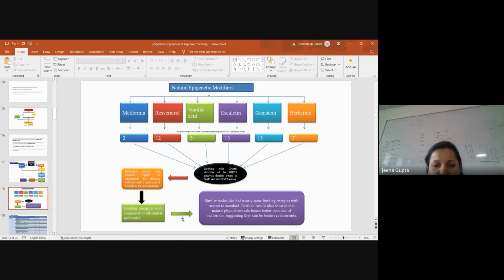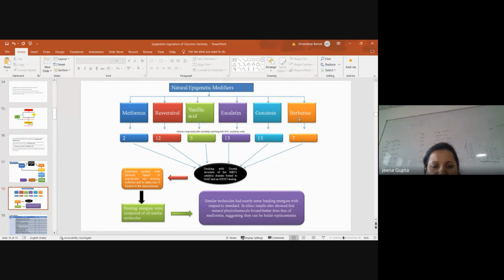So these are some of the results which I want to discuss today. Using literature search, we have identified six basically known phytochemicals and synthetic compounds which are known to reverse the diabetes, with resveratrol, vanillic acid, esculetin, genistein, and berberine.